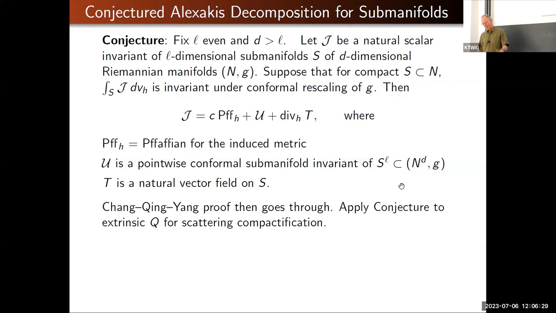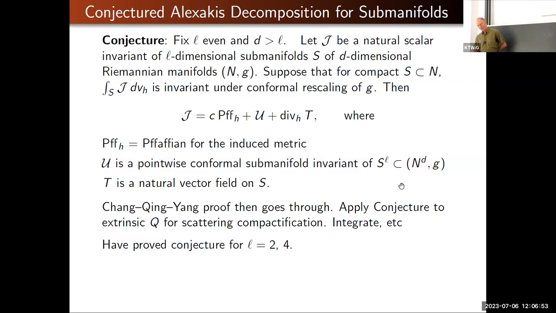We apply this conjecture to the extrinsic Q curvature. I'm just summarizing for the scattering compactification. Integrate, it all works. So about this conjecture, we prove it in the two lowest dimensional cases, where L is 2 and 4. The 2 is quite simple. The 4 has lots and lots of terms that you could possibly write down, but we've shown that it works.